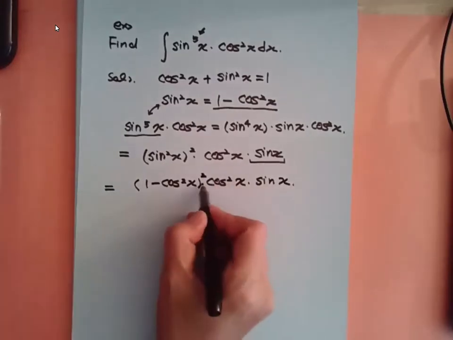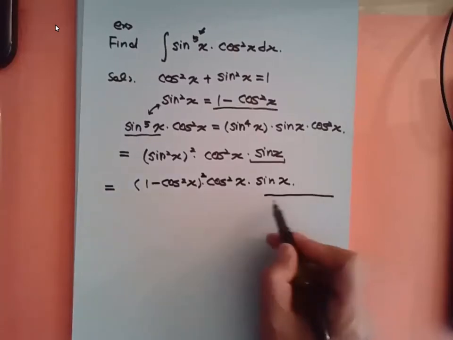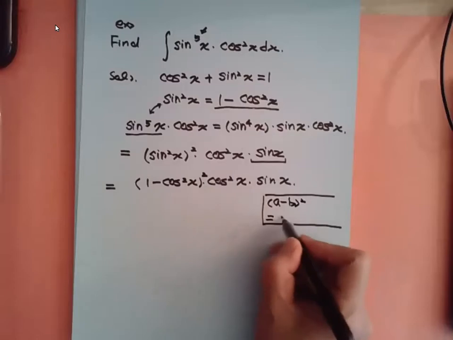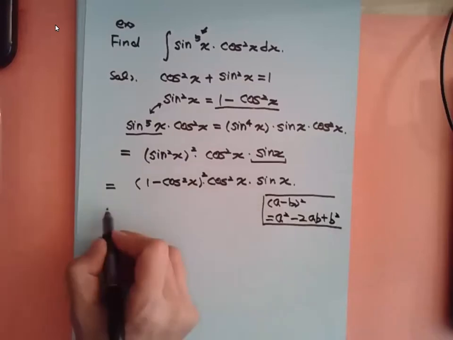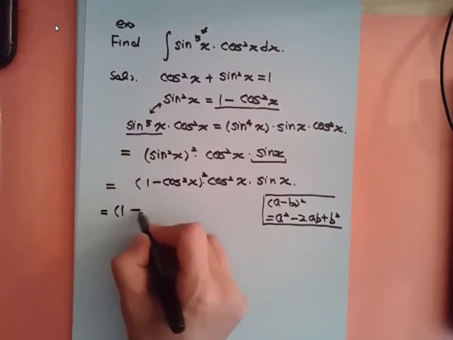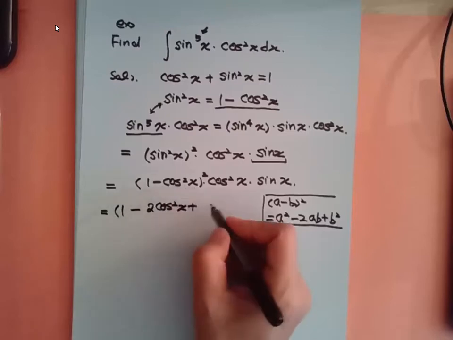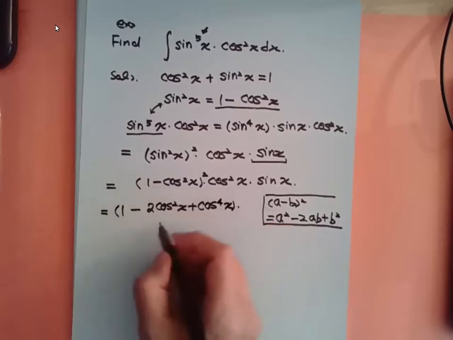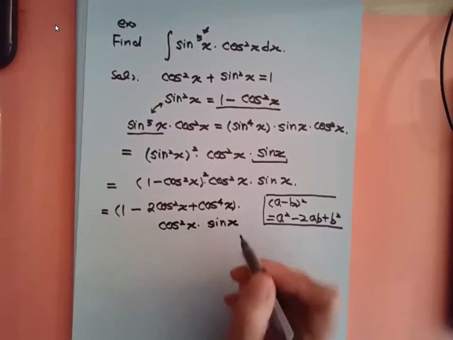I dropped the square here. You can do FOIL, but I will just use the formula. A minus b squared equals a squared minus 2ab plus b squared. So the first term squared is 1, minus 2 times cosine squared x, plus the second term squared is cosine to the fourth power x, times cosine squared x times sine of x.